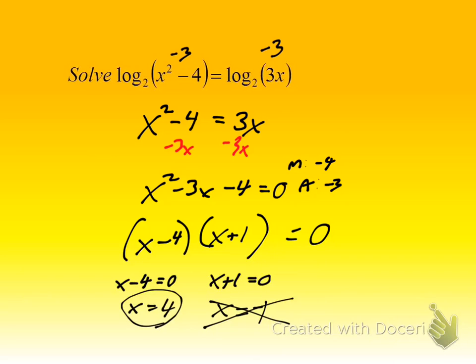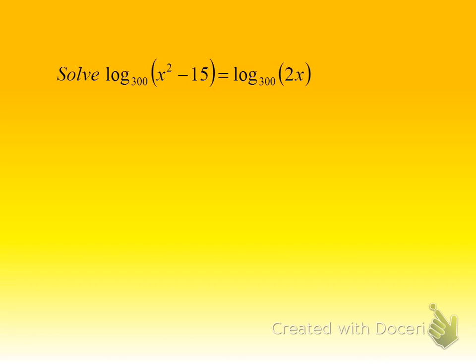Alright? There's your next one. Don't be scared of the bases when there are logs on both sides. Okay? Now, if it was a log on one side, then your base matters. But here with logs on both sides, base is irrelevant. Alright? So x squared minus 15 equals 2x.